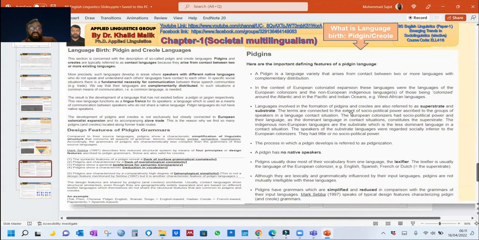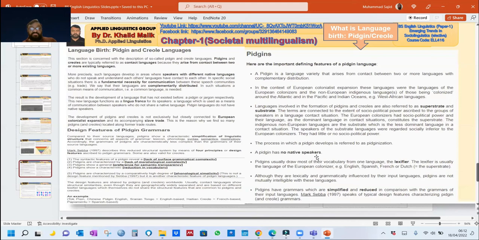The terms are connected to the extent of socio-political power ascribed to the groups of speakers in a language contact situation. The European colonizers had socio-political power, and their language, as the dominant language in the contact situation, constitutes the superstrate. The indigenous non-European languages are the substrate, which is the less dominant language in a contact situation. The speakers of the substrate languages were regarded as socially inferior to the European colonizers. They had little or no socio-political power. The process in which a pidgin develops is referred to as pidginization.